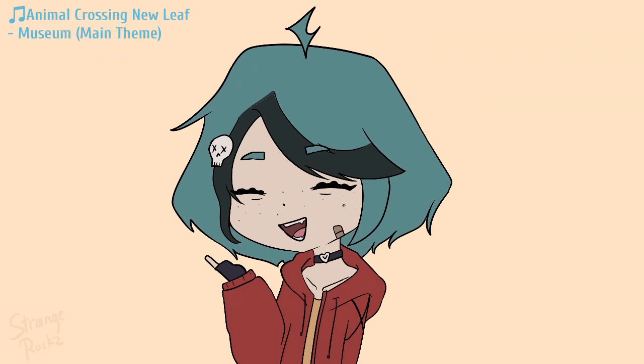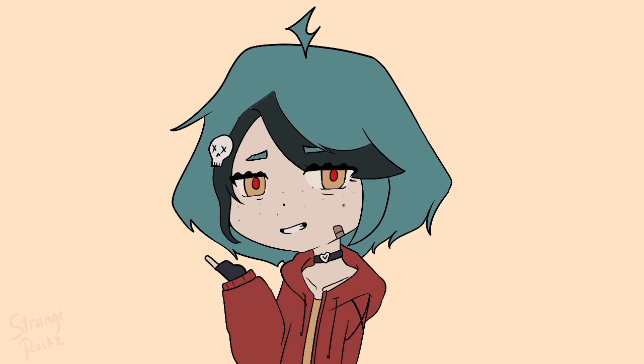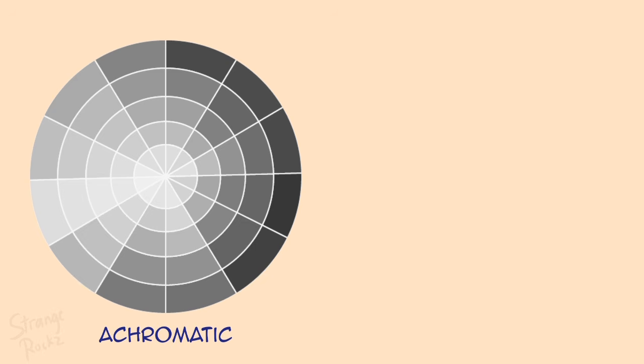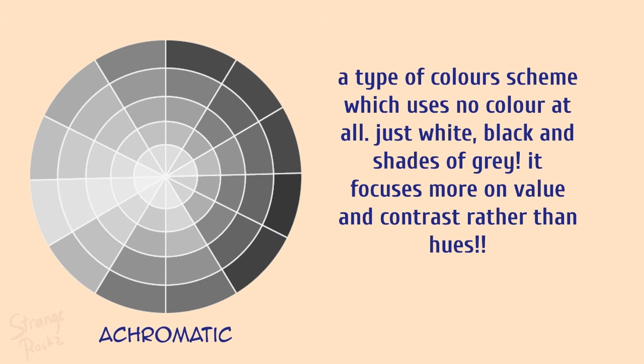Okay, so editing Mako here. I forgot to mention the type of color schemes that I was talking about, so I'll quickly run through them. Achromatic is the type of color scheme that uses no color at all, basically just whites, blacks, and shades of gray. So it's more about value and contrast instead of colors, hues.